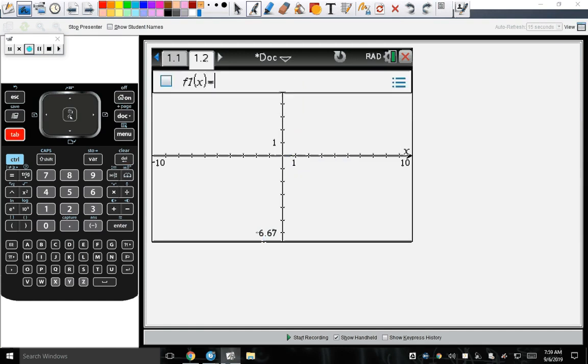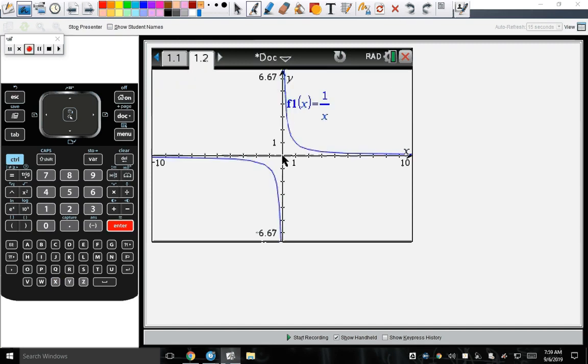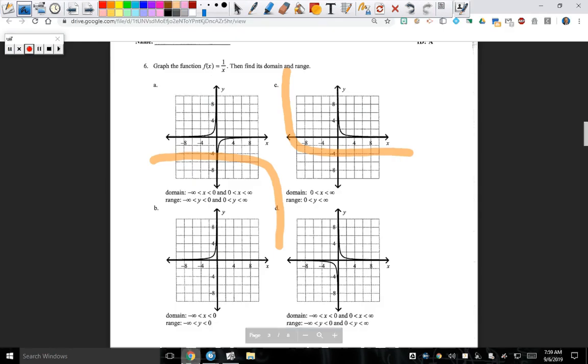Now press tab to get to your y1, and we're going to graph that 1 over x. So let's go control divide, and we'll put 1 over x, and we'll press enter. And there's our graph. So we have a piece way over here on the bottom and over here on the top. So the bottom left, top right. So if we go back to our graph, we want something that looks like this.